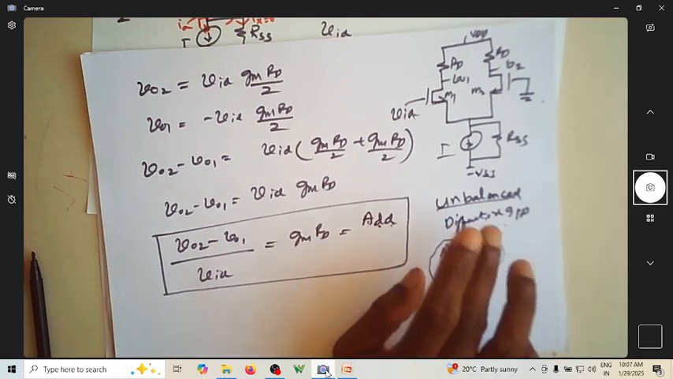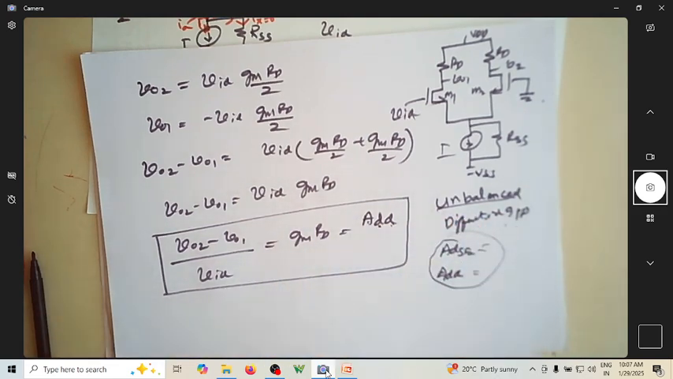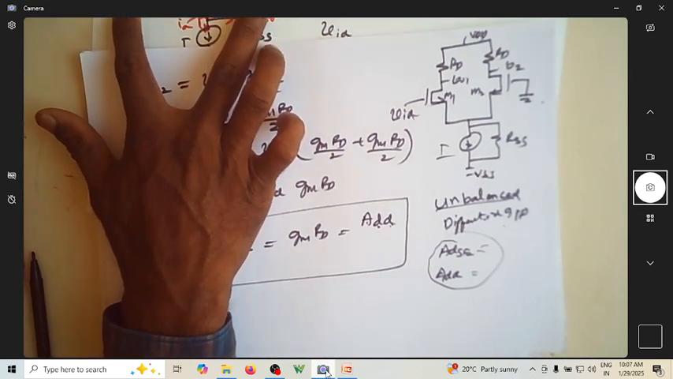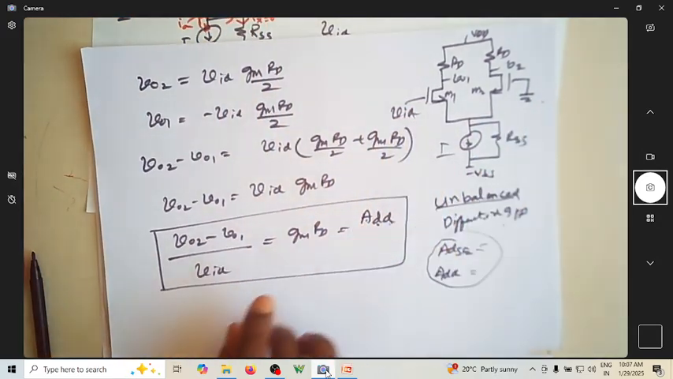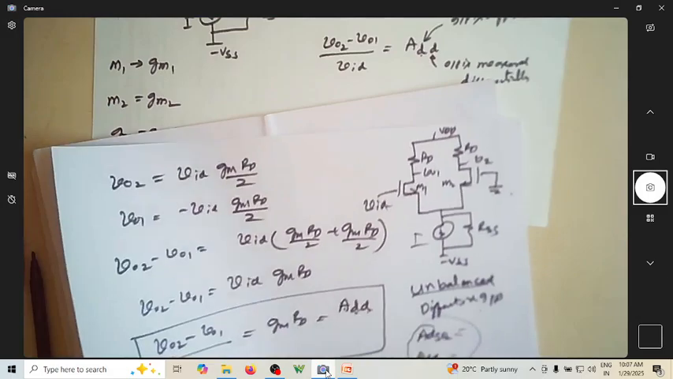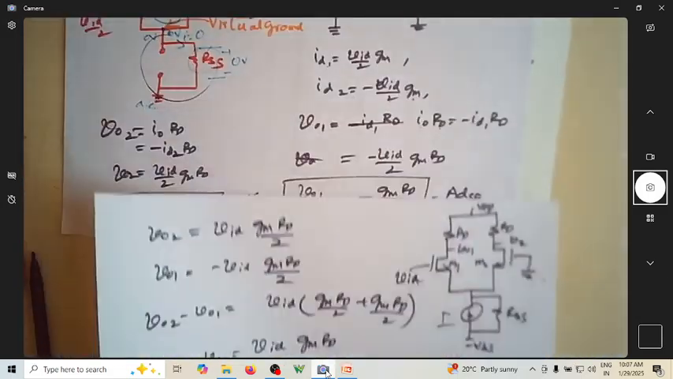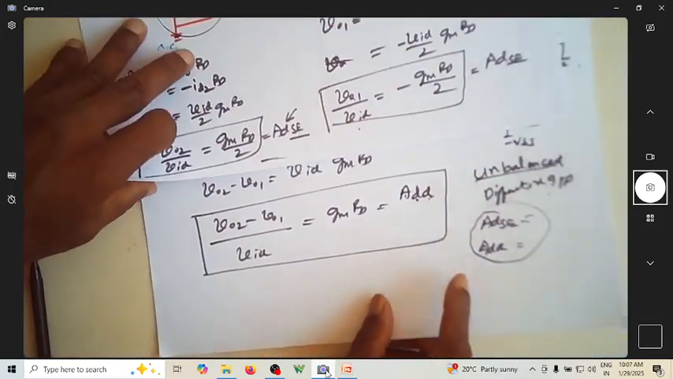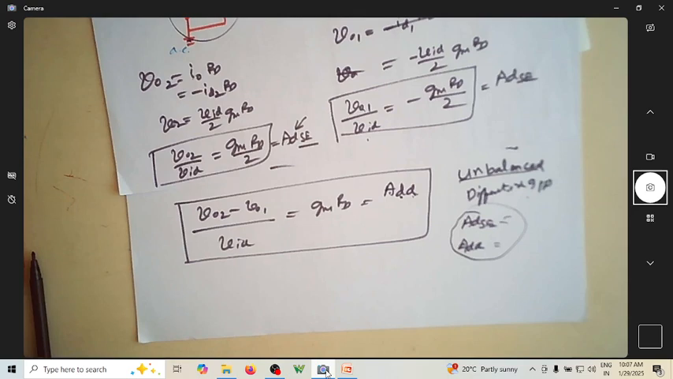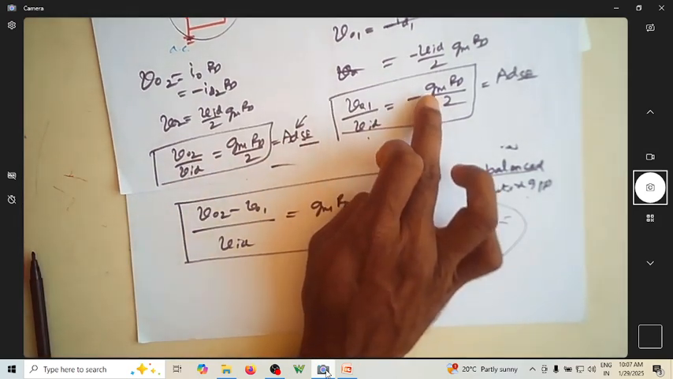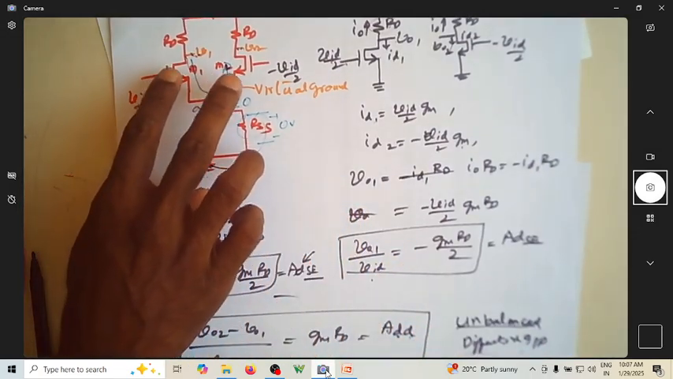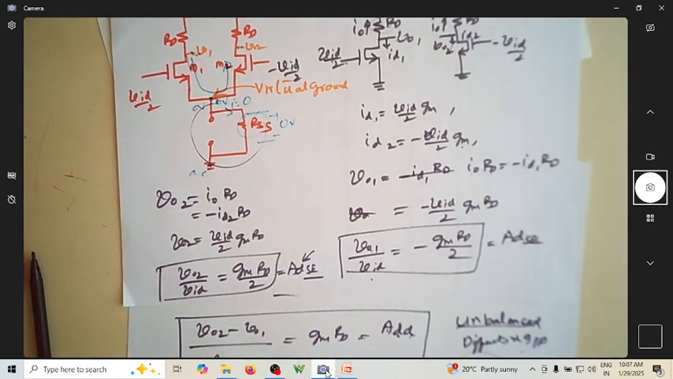Details of this are available in one of my previous videos. You can just have a look at it. Otherwise, whether the input is balanced differential input or unbalanced differential input, the expressions for ADSE and ADD remain the same. So this is the expression for ADSE and this is the expression for ADD. This remains the same. Here it is in phase, out of phase, and this is in phase, for a signal applied either as balanced or unbalanced input.